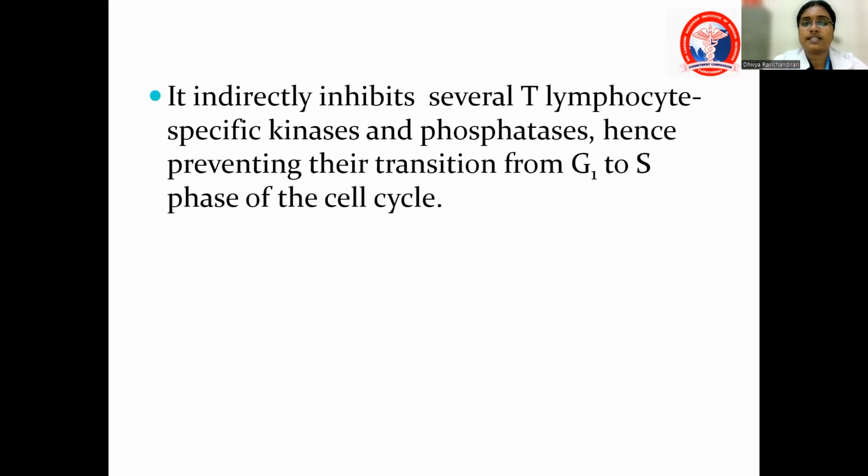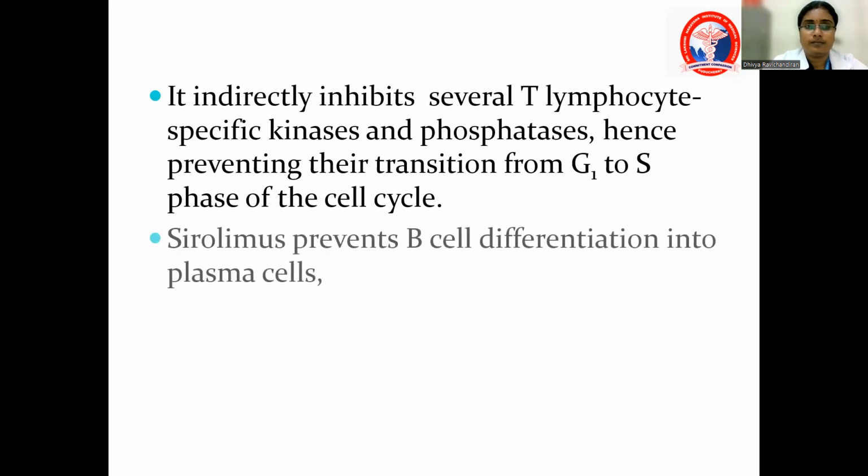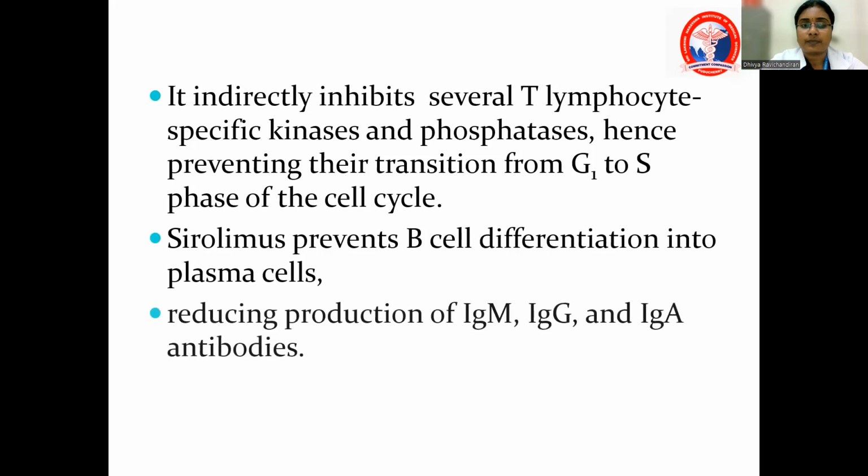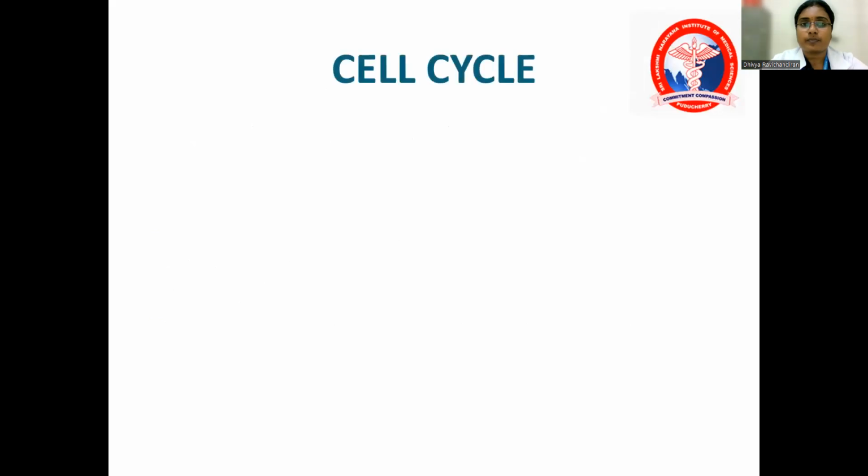It indirectly inhibits several T lymphocyte specific kinases and phosphatases, hence preventing their transition from the G1 phase to the S phase of the cell cycle. So sirolimus prevents B cell differentiation into plasma cells, reducing the production of immunoglobulins like IgM, IgG, and IgA antibodies.